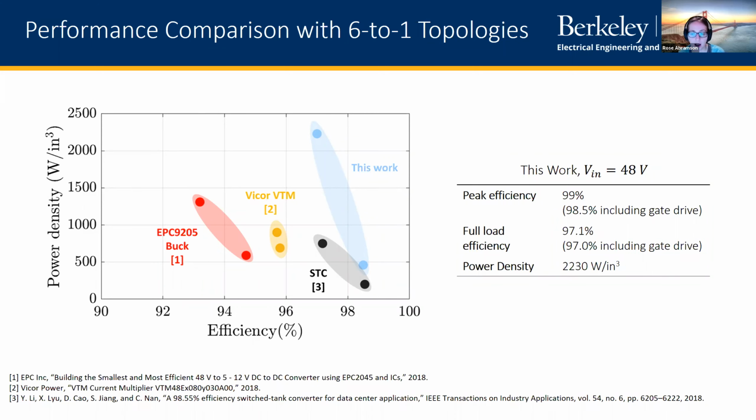So although the STC has slightly higher efficiency, we have a better combination in terms of this graph of power density and efficiency, because we can achieve higher power density at essentially that same efficiency. And again, these are all trade-offs that you will have to choose depending on your application. It's like the saying, there's no free lunch.